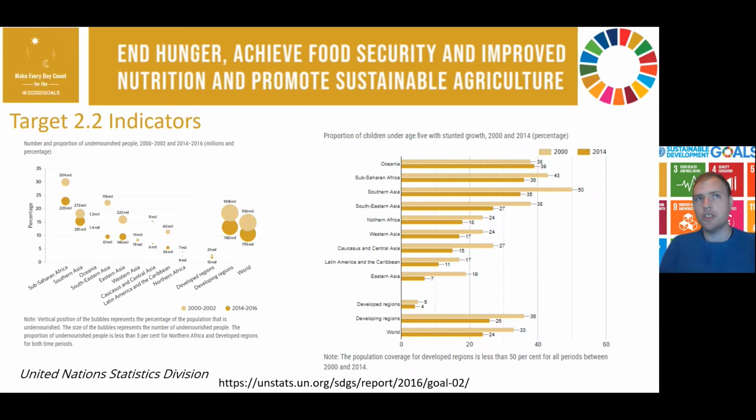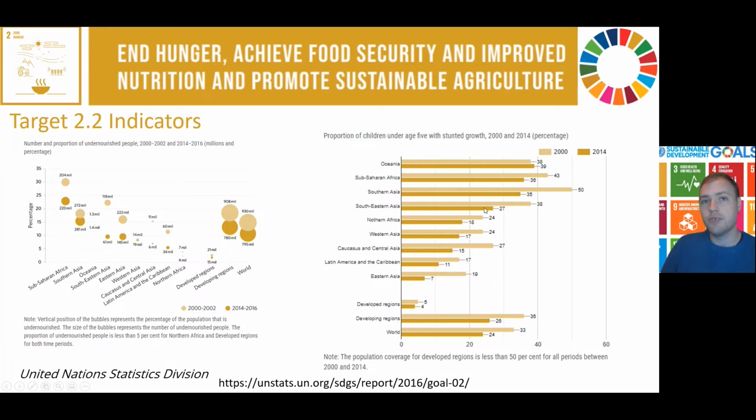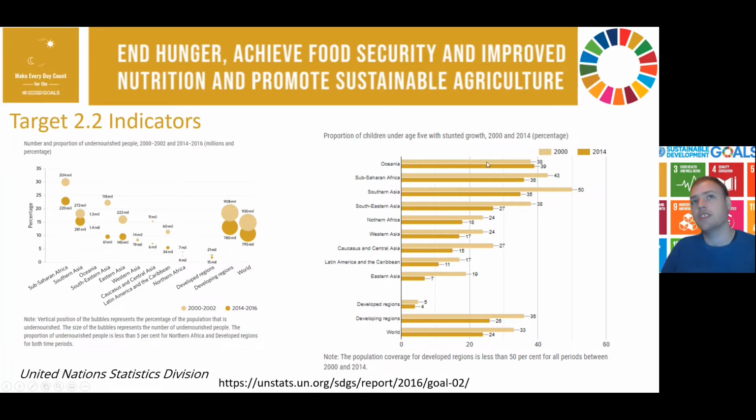So on the right, we have our proportion of children under 5 with stunted growth, which is the other indicator that we looked at. And again, we can see how that compares between 2000 and 2014. So again, we've made positive progress in reducing those percentages kind of everywhere. We can actually see in some places we haven't made progress. In Oceania, we're going up 1% of the proportion of children.